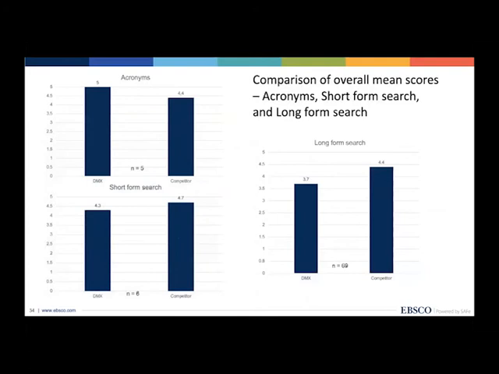Breaking it down, when users had freeform, they only used acronyms 5 times. They used short form searches only 6 times, and they used long form searches 69 times. So it was overwhelming. Dynamedics did outperform the competitor for the acronyms; for the short form searches the competitor did better than Dynamedics. And for the long form searches, the competitor outperformed Dynamedics as well.